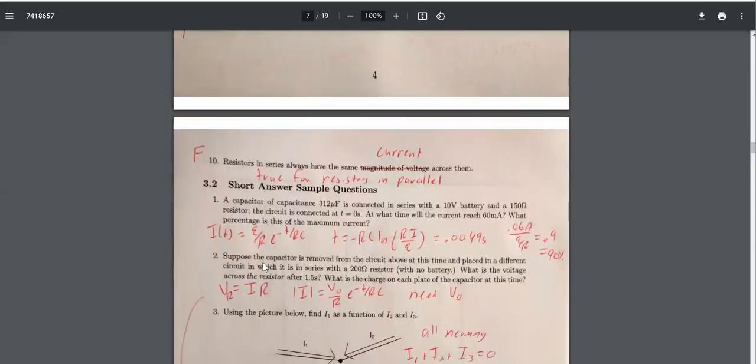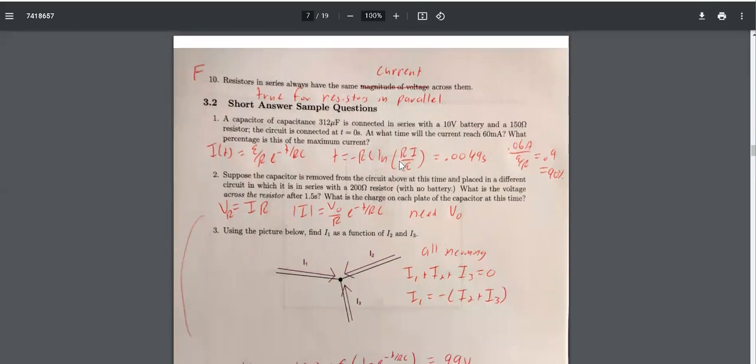I lied, one more. Resistors in series have to have the same current going through them. That's because if they're in series, that means there's no junction between them. So any current that goes through one resistor also has to go through the other one.